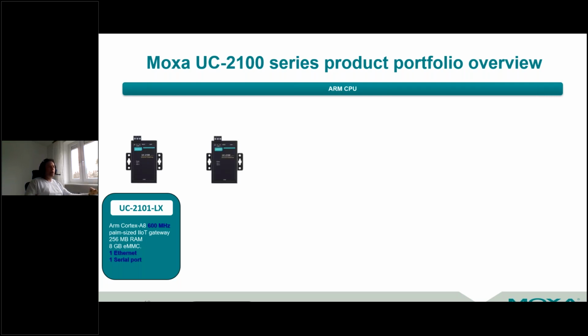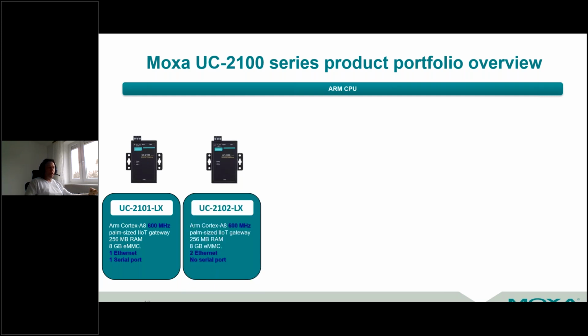The next one is the UC-2100-LX, which also runs at 600 MHz. It has the same RAM and the same amount of eMMC where the operating system, Linux, is installed. It has 2 Ethernet ports, and the curiosity is that this computer doesn't have a serial port. It has only 2 LAN ports, 2 independent MAC addresses, 1 LAN port on each side of this computer, making it ideal as a protocol conversion from one protocol to another without serial ports.